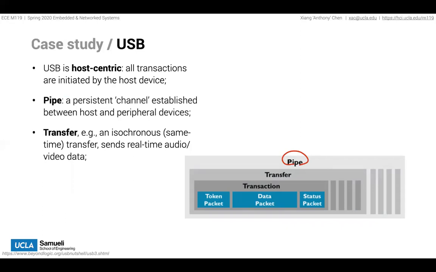And then the second level is called a transfer. An isochronous transfer, meaning in the same time, sends real-time data, such as audio, video, images, etc. And underneath that is something called a transaction. A transaction contains elements of what you want to transfer of a specific type of information.